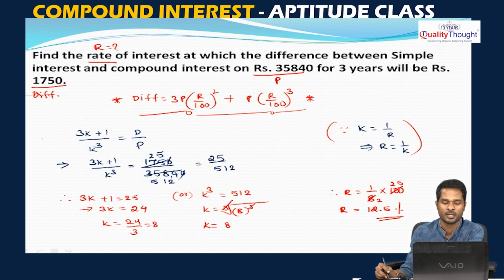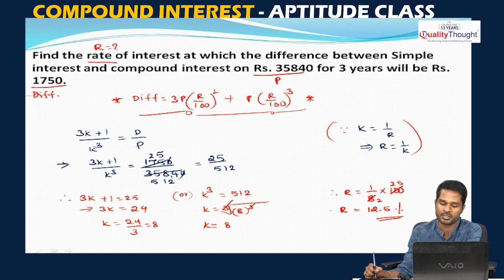Either we can equalize the numerators or we can equalize the denominators. So 3k plus 1 is 25, 3k is 24, k is 8. Similarly, k cube is 512, k value is 8 because 8 cube is 512, cube root and cube will cancel.